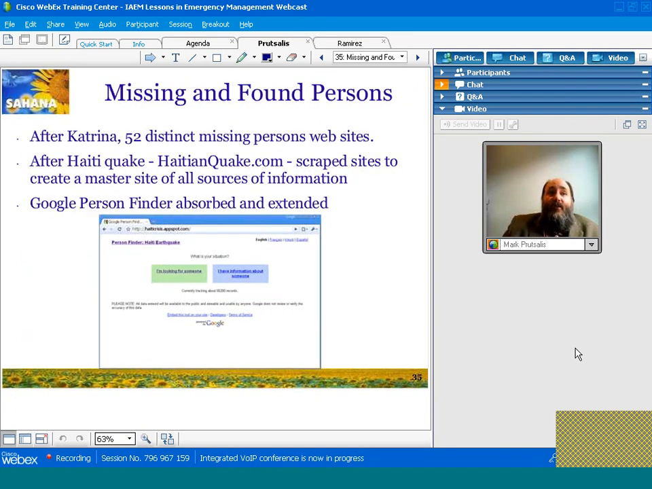Missing and found persons. This is an interesting story. Really, it comes down to the heroic efforts almost of an individual. His name is Tim Schwartz, who is determined to help the international community avoid the mistakes of the past.